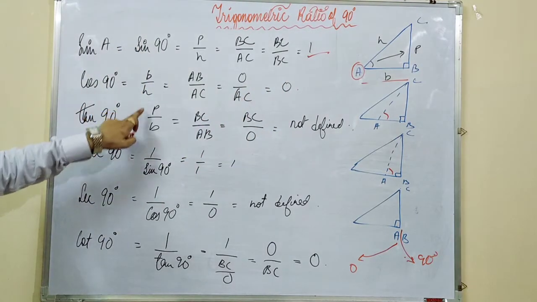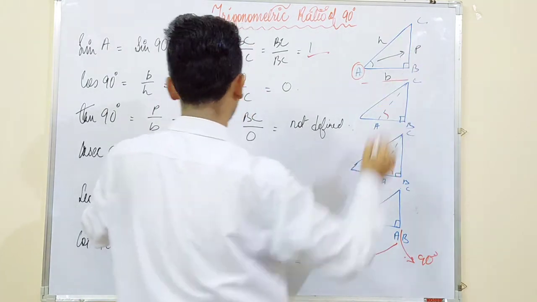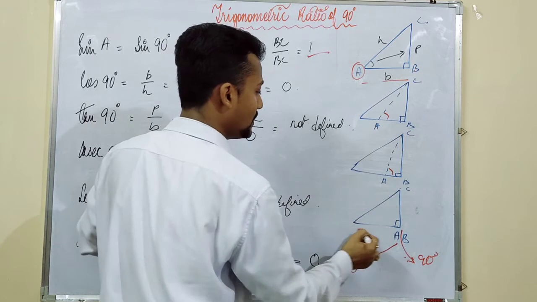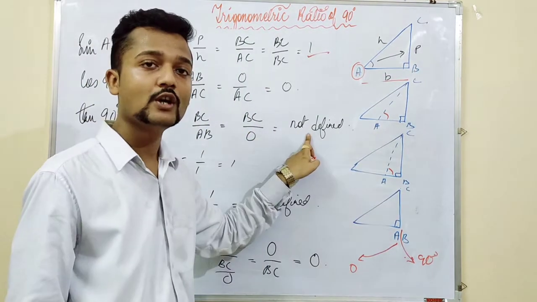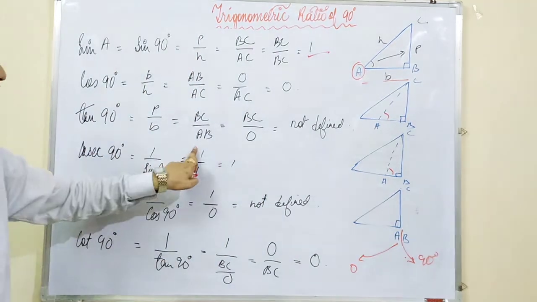Tan 90 degree is equal to P by B. P is equal to how much? P is equal to BC, and B is equal to AB. Now AB is equal to 0. That means BC by 0 is equal to how much? Not defined. Now see, cosec 90 is equal to 1 by sin 90 is equal to 1 by 1, which is 1.